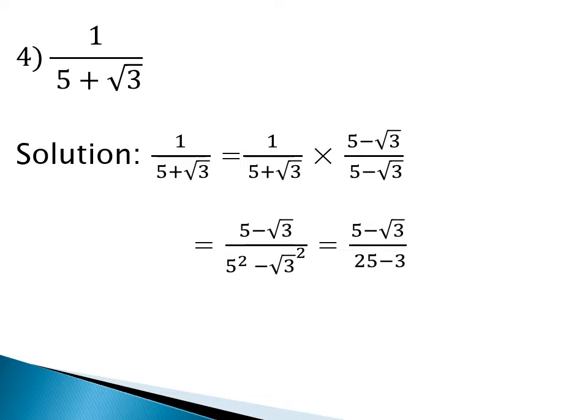A plus b into a minus b is equal to a square minus b square. So it is equal to 5 square minus root 3 square, which is 25 minus 3. Now you tell me, what is the numerator? 5 minus root 3. What is the denominator? 25 minus 3, that is equal to 22.